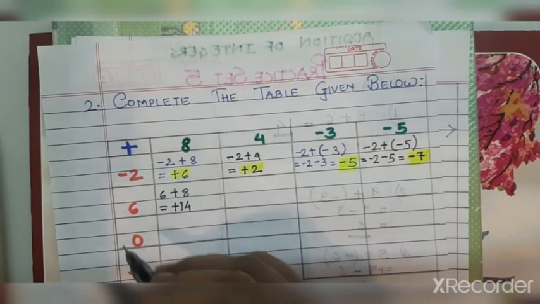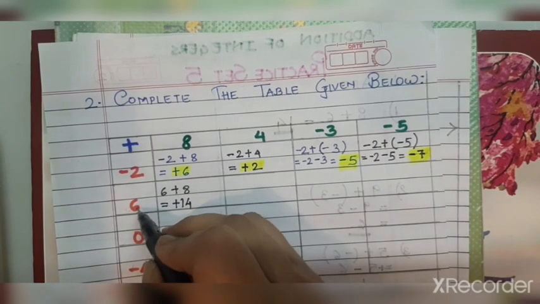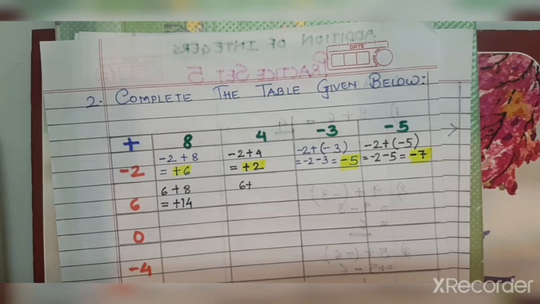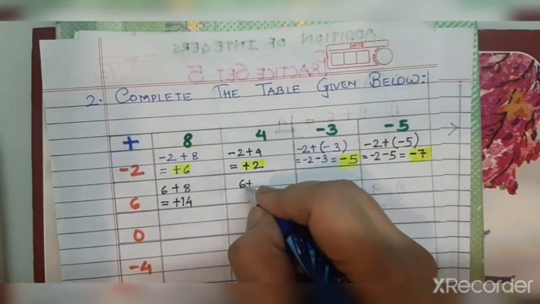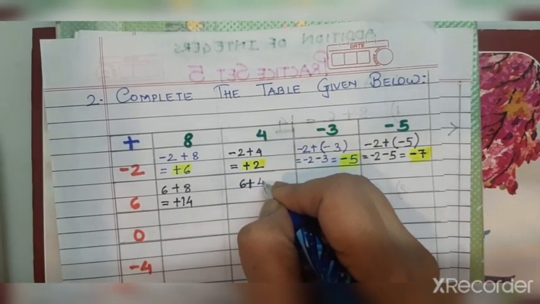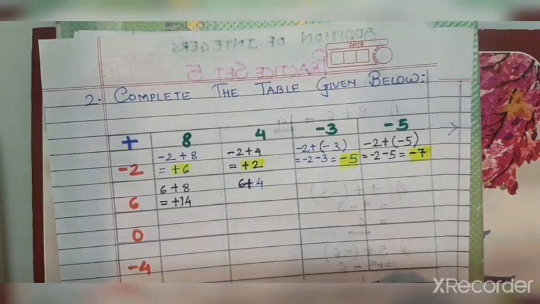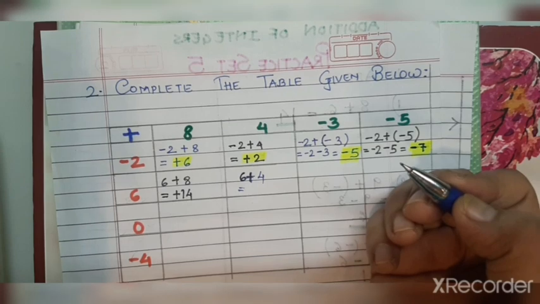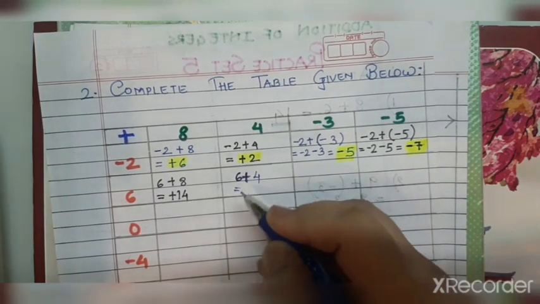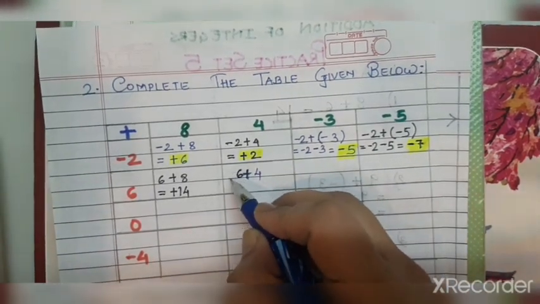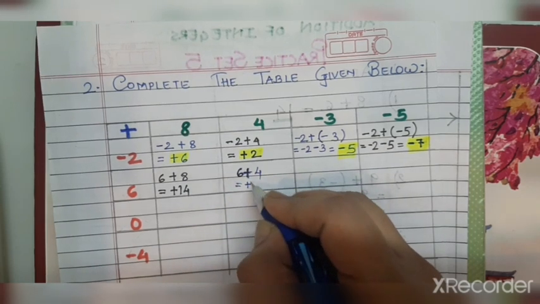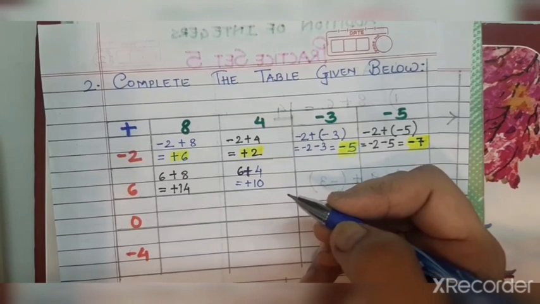Now next we come to this column. So 6 plus 4. Again, it's a simple calculation. 6 plus 4, you will say it is 10. Yes, but using the rule I gave you, no sign for 6 means plus. When the signs are same, write the same sign and add. So 6 plus 4 is 10.